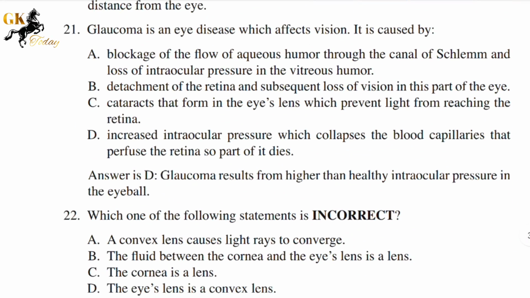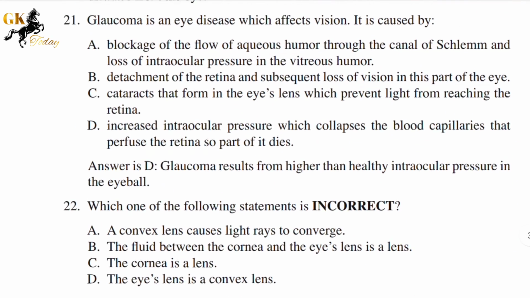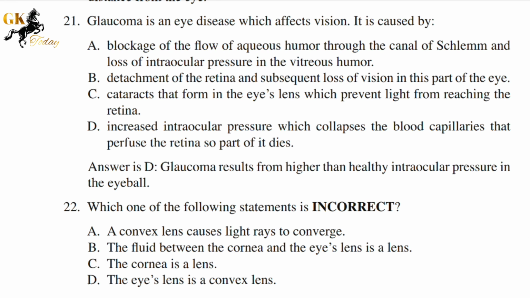Glaucoma is an eye disease which affects vision. It is caused by increased intraocular pressure which collapses the blood capillaries that perfuse the retina. So part of it dies. Option D.